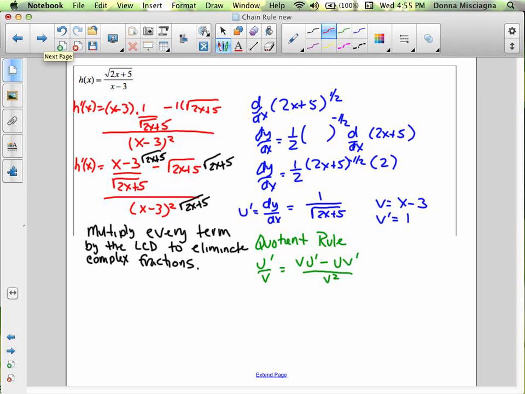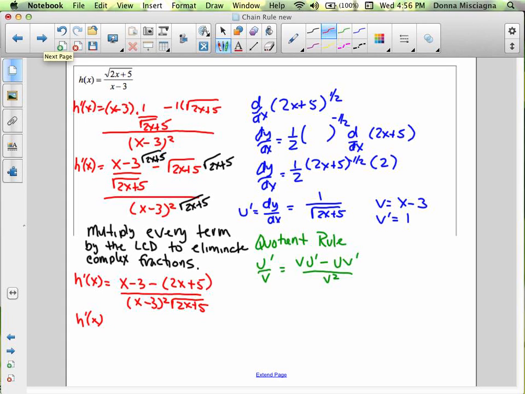So that's going to give us h prime of x equals, all right, so now the 2x plus 5's will cancel. This is now just x minus 3 minus, the square root of 2x plus 5 times the square root of 2x plus 5, that is just 2x plus 5. And don't forget, we're subtracting all of that, so we need parentheses so we remember to distribute. And then in the denominator, we're going to have (x minus 3) squared times the square root of 2x plus 5. We are fine with the radical in the denominator. We don't want that complex fraction, but that radical in the denominator is fine. It's not a big deal.